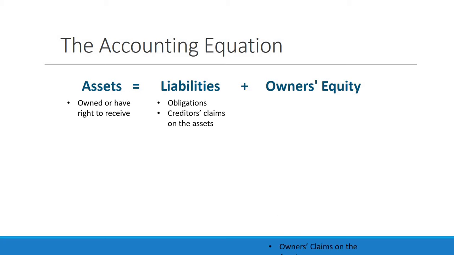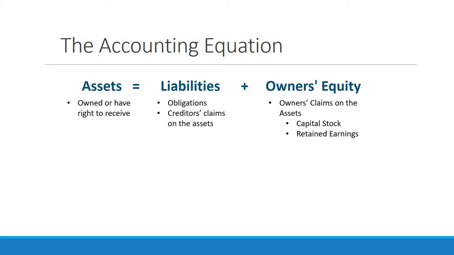The third one here is owner's equity. So what is owner's equity? It's the owner's claims on the assets, the owner of the company. For corporations, the owners are shareholders. The company sells shares of stock to individuals or to other companies. They receive cash in exchange for ownership.